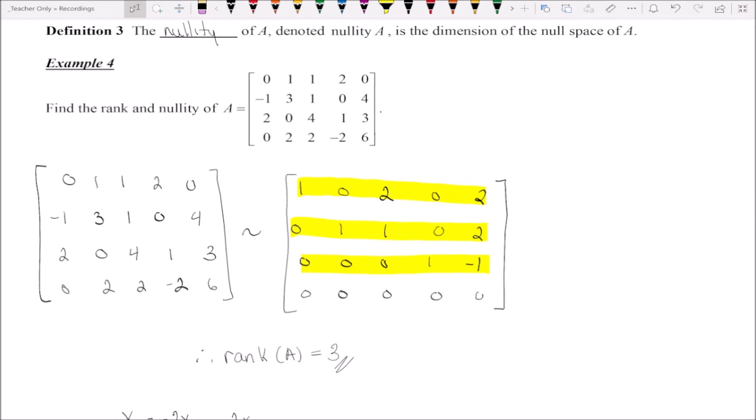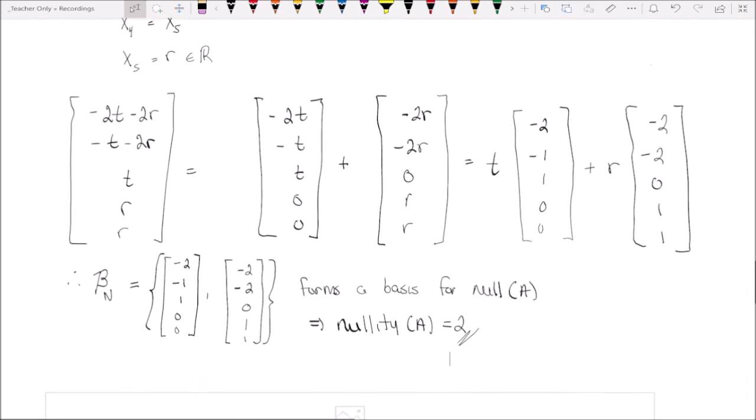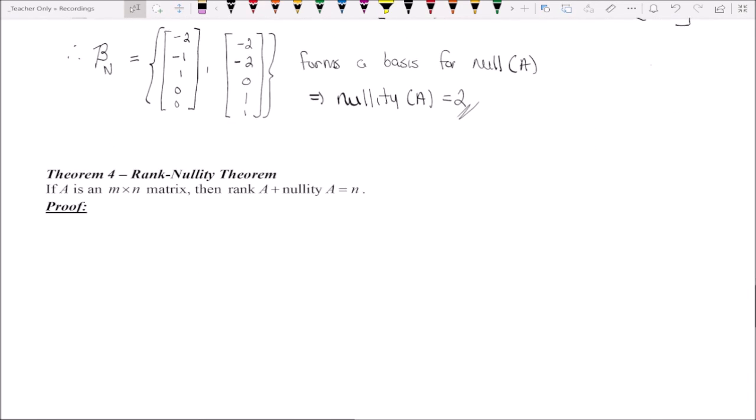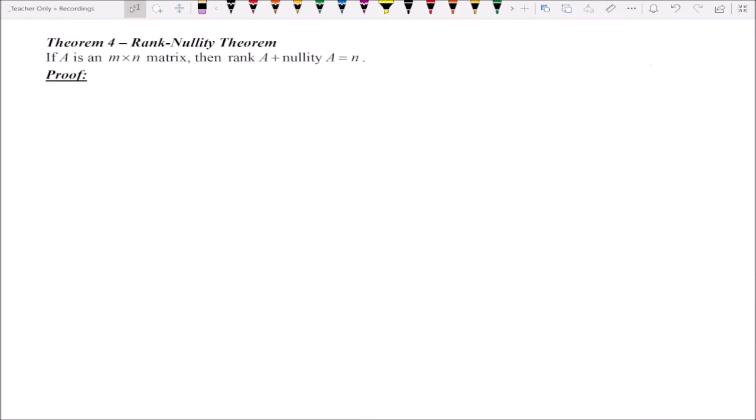Well, this is going to lead us into our next theorem. Our next theorem is called the Rank-Nullity theorem. And it says that if A is an m by n matrix, then the rank of A plus the nullity of A is equal to n. In other words, the rank of the matrix plus the nullity of the matrix is equal to the number of columns of the matrix.